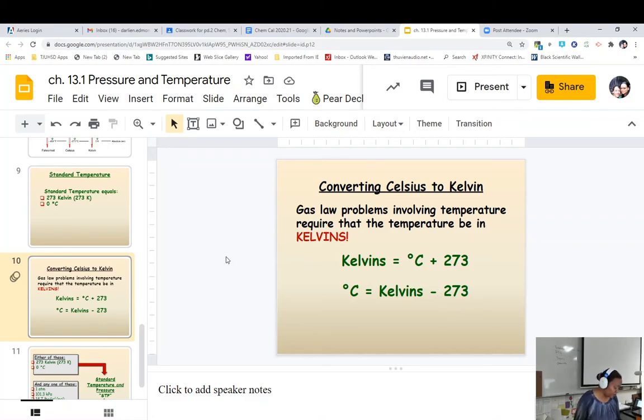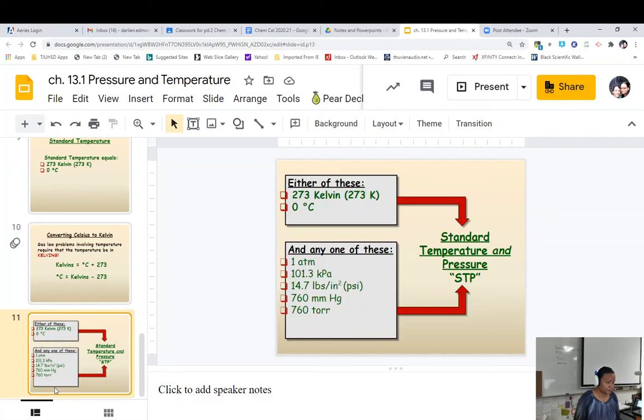All right, down on the bottom of your notes where it says standard temperature and pressure, STP, what you need to do is write this down. You can combine any of these together. For example, I may give you a question that gives you a combination of something like, let me go ahead and write this down.